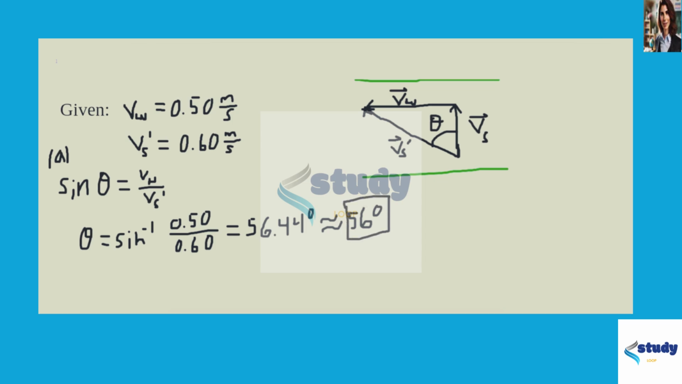Now, part B wants us to find how long it's going to take her to traverse from one bank to the other. I didn't write this down, but let's indicate it now: the distance between the two banks, let's call that D, is equal to 55 meters. So we want to figure out the time it's going to take her to traverse this entire distance.